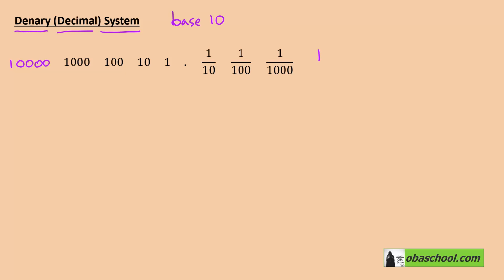And in the other direction, we could have 1/10,000ths and then 100,000ths and 1 millionths and so on going in the other direction. So we might have a number here like 3,129.704.